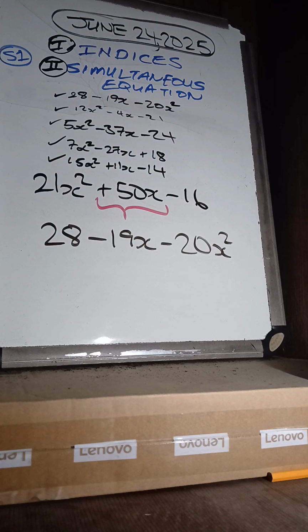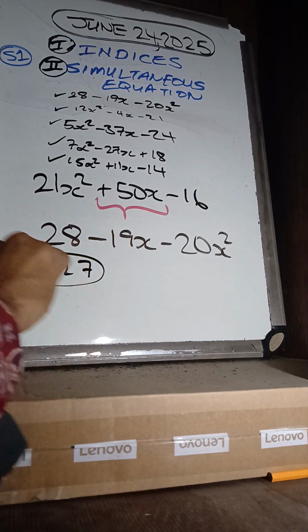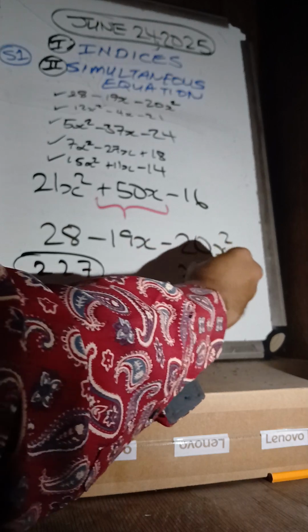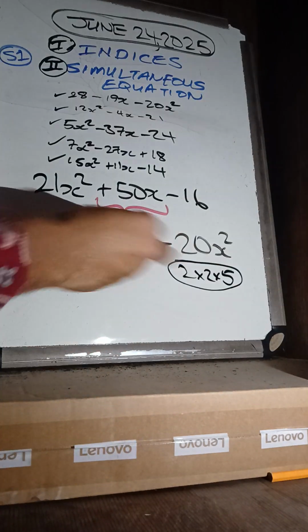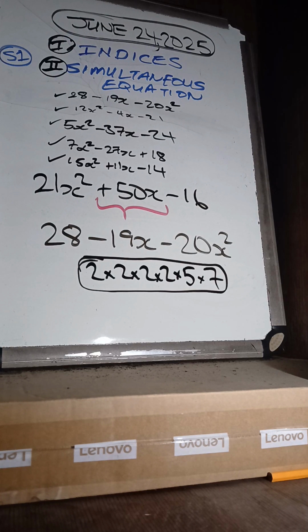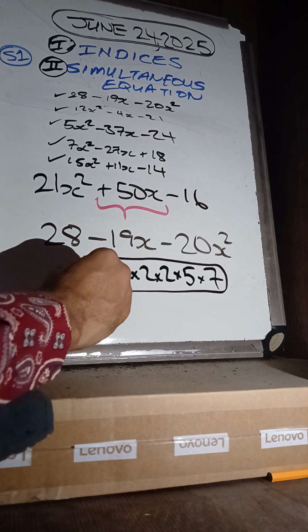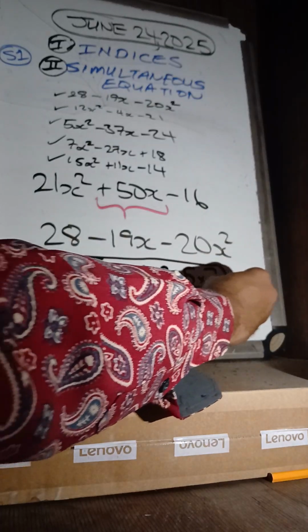Primary school maths. We will have a 2 by 2 by 7 representing our 28, a 2 by 2 by 5 representing our 20. Now, as it stands, let's put that together. Now you tell me, what happens when we decide to group this with this?